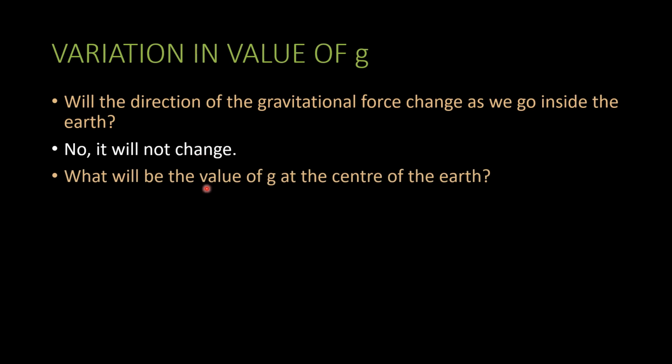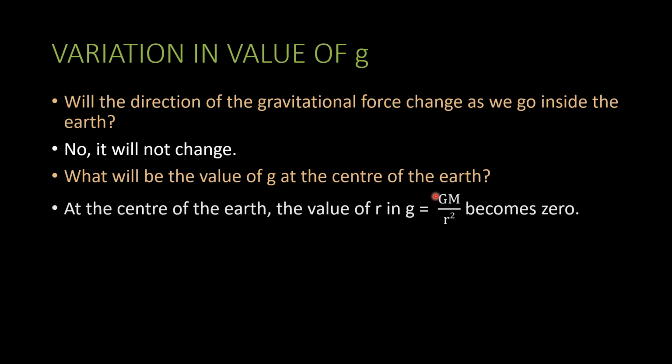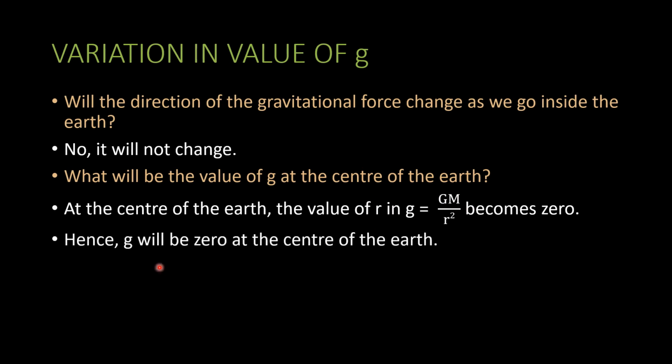So what will be the value of g at the center of the earth? We have learned that the value of g decreases when you go deeper. So at the center of the earth, if you see g is equal to GM upon r square, the value of r becomes 0. Hence, g will be 0 at the center of the earth. At the center of the earth, we will not feel any gravity. There is no gravity. So the value of g will be 0 at the center of the earth.